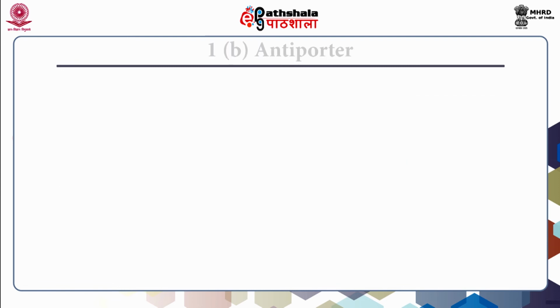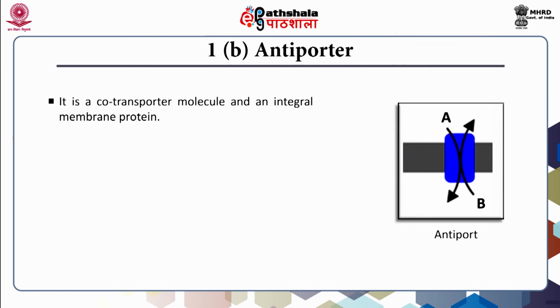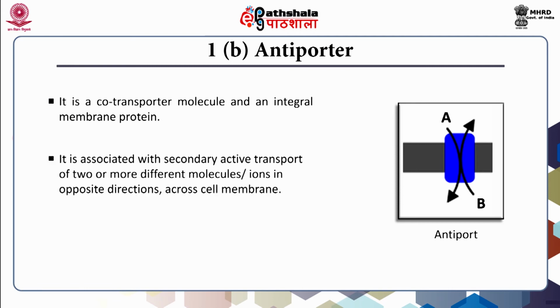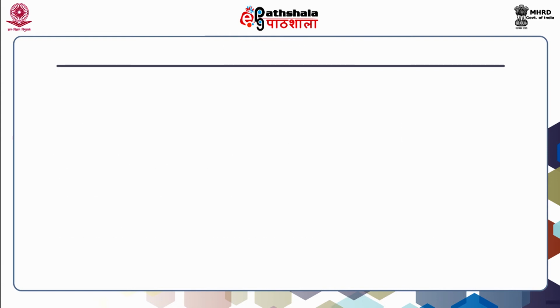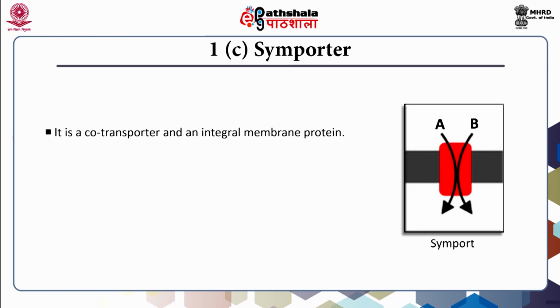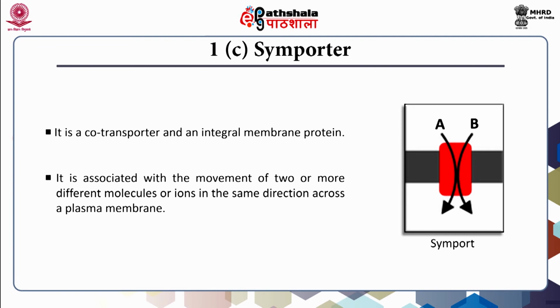Now we will see what are antiporters. Antiporter is a co-transporter molecule and an integral membrane protein. It is associated with secondary active transport of two or more different molecules or ions in opposite directions across the cell membrane. It is also called an exchanger or counter transporter. What are symporters? Symporter is a co-transporter and an integral membrane protein. It is associated with the movement of two or more different molecules or ions in the same direction across a plasma membrane.